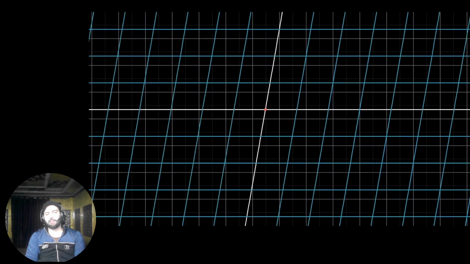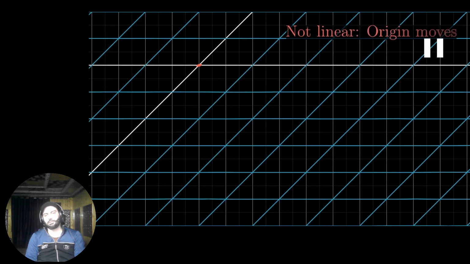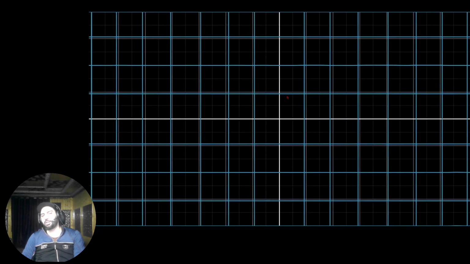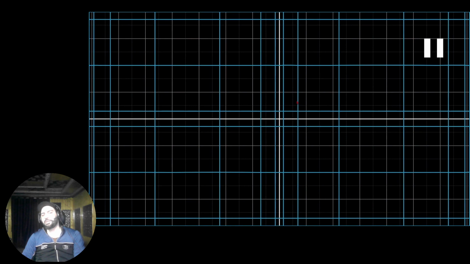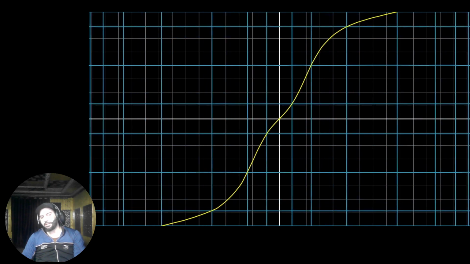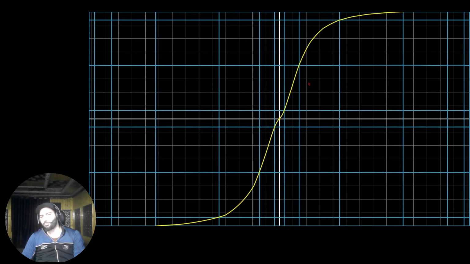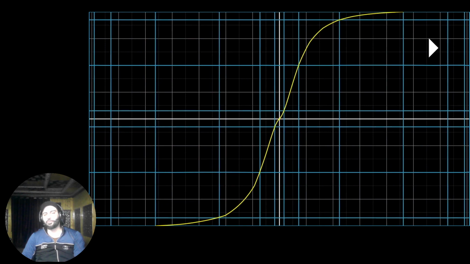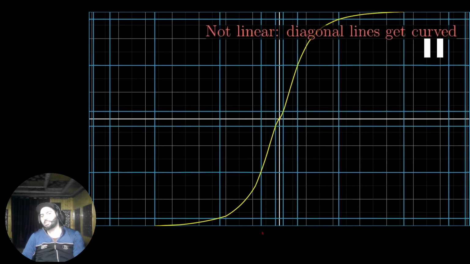Again, this is not a linear transformation, because the origin moved here. You saw that the origin moved. And if you see it over here, this is again not a linear transformation, because it is not evenly spaced. Can you see this line? Why is it not a linear transformation? What it does to this line is sort of curve it, bend it. You saw that these points got changed. There are only two things: the origin should be fixed, and these lines should be evenly separated. So this is again not a linear transformation, because this diagonal line gets curved.